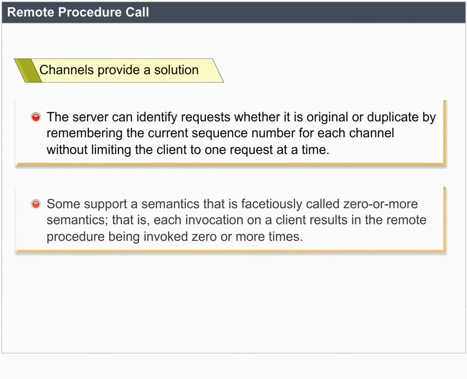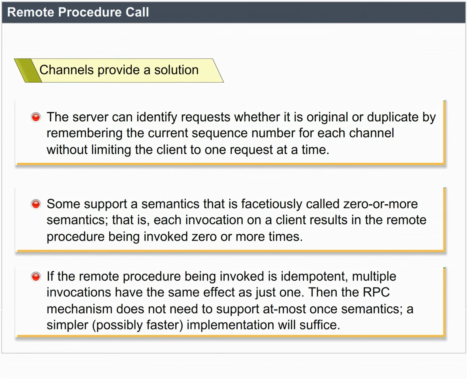Some RPCs support a semantics that is facetiously called zero-or-more semantics. That is, each invocation on a client results in the remote procedure being invoked zero or more times. If the remote procedure being invoked is idempotent, multiple invocations have the same effect as just one. Then the RPC mechanism need not support at-most-once semantics. A simpler, possibly faster implementation will suffice.